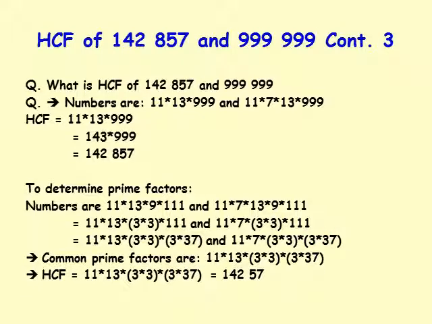So the common prime factors are 11, 13, 3 and 3, since 3 appears twice here and once here, and 37. 37 is here and 37 is here. When you multiply them all out, I got 142,857, the same number. So we were able to do a shortcut here, and we can also do it through prime factors.